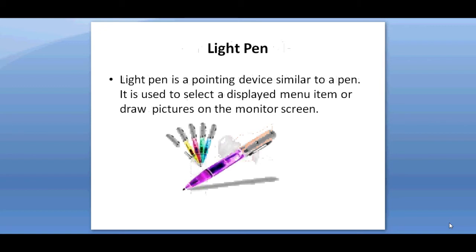Next input device is light pen. Light pen is a pointing device similar to a pen. It is used to select a displayed menu item or draw pictures on the monitor screen. It consists of a photocell and an optical system placed in a small tube. When the tip of a light pen is moved over the monitor screen and the pen button is pressed, its photocell sensing element detects the screen location and sends the corresponding signal to the CPU.